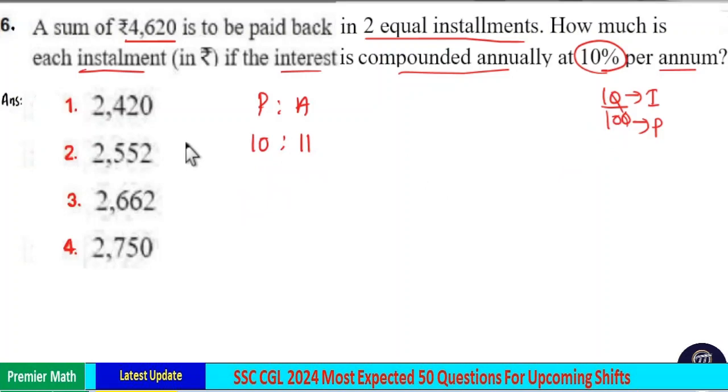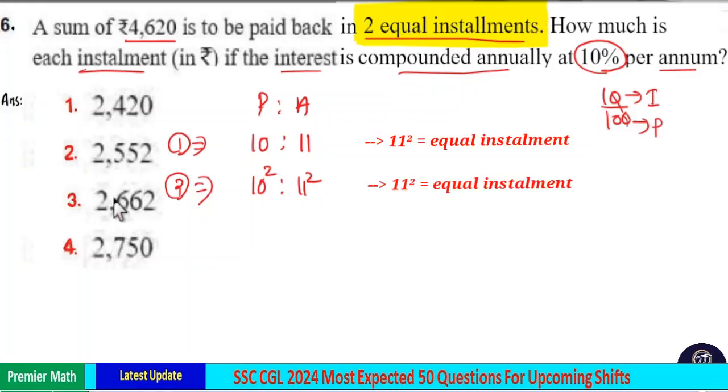Now you can see this is for 1 year. Now for the second year, we have to pay back in 2 equal installments, which means for the second year, principal is equal to 10 square and amount is equal to 11 square. And the question clearly says this amount should be paid back in 2 equal installments, which means we have to equalize this amount part.